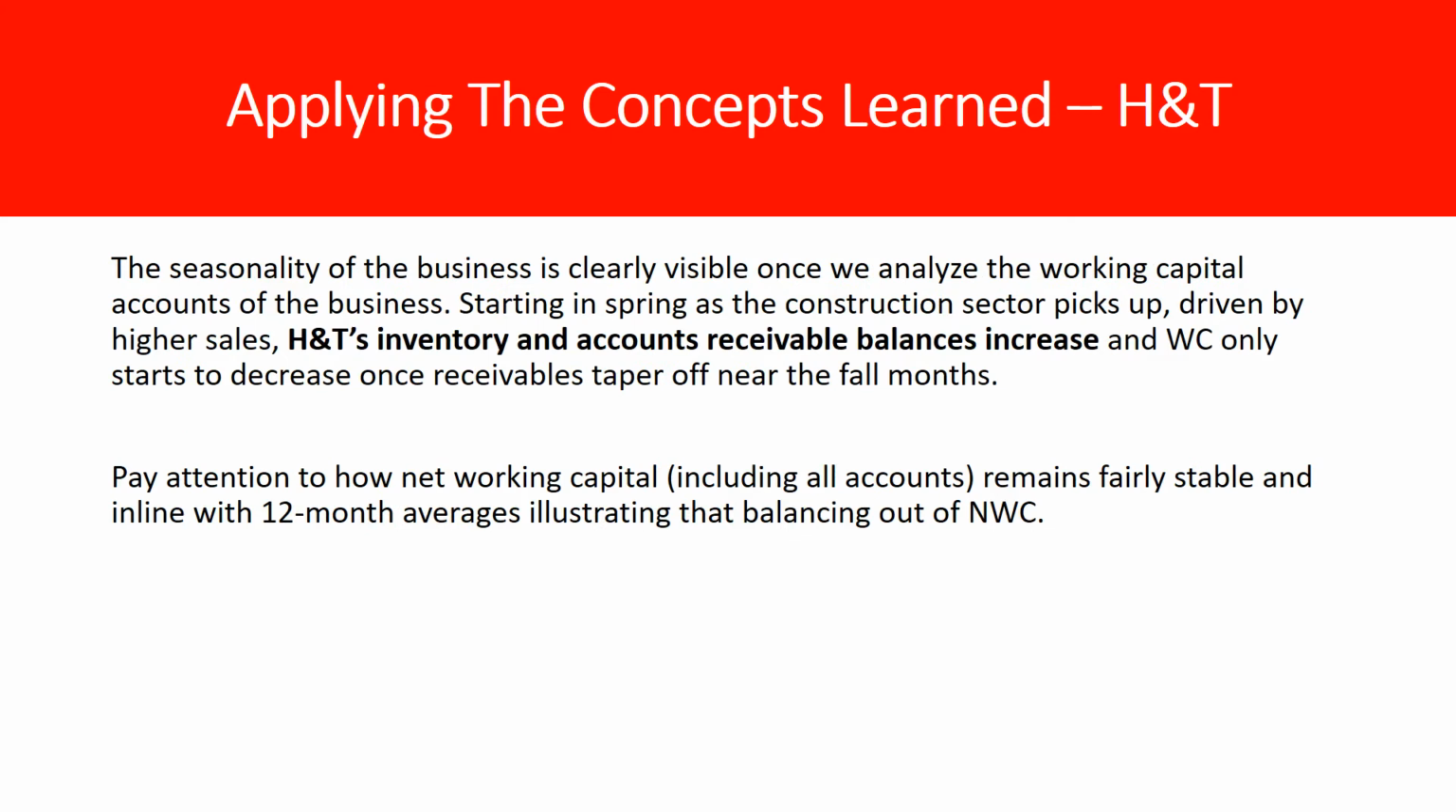So the seasonality of the business is clearly visible once we analyze the working capital accounts of the business. Starting in spring, as the construction sector picks up, driven by higher sales, H&T's inventory and accounts receivable balances increase, and working capital only starts to decrease once receivables taper off near the fall months. So pay attention to how net working capital, including all accounts, remains fairly stable and in line with 12-month averages, illustrating that balancing out of net working capital. And so I'll talk about this. This is important. We should right away talk about it.